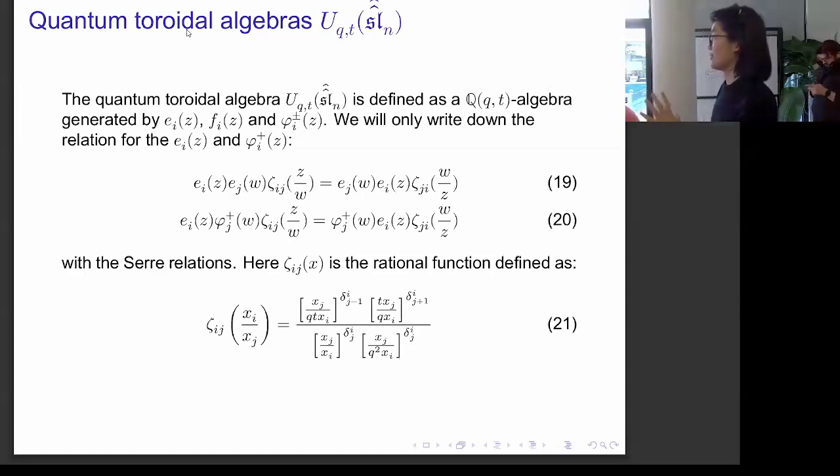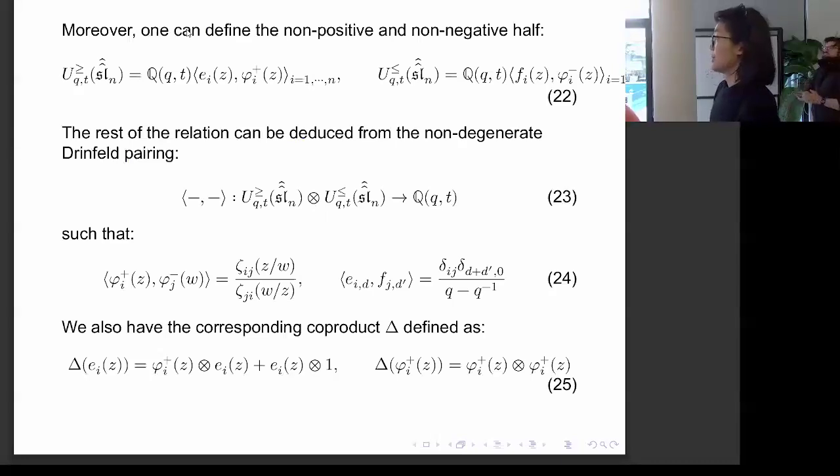But now I will only write down the relation for e_i(z) and phi plus (z). So the relation is written in the following way. And here, this is the set relation, I did write down the set relation. And this zeta_ij(x) is a rational function defined in the following way. Yeah, so this bracket stands for the quantum number.